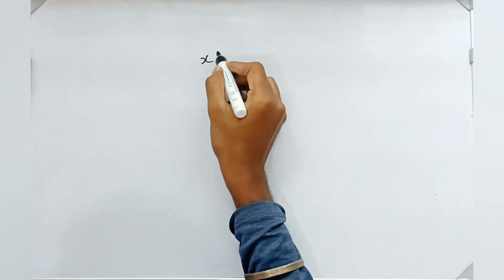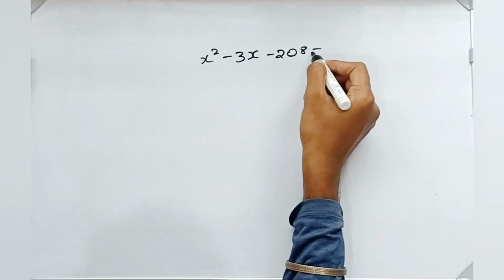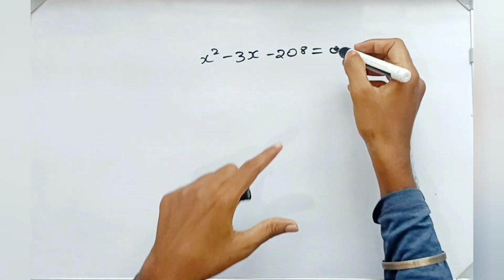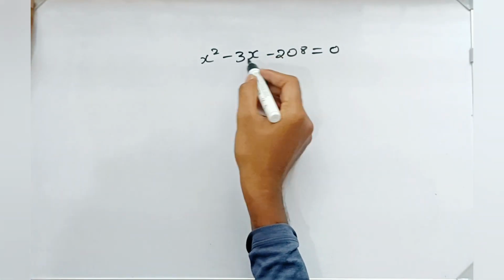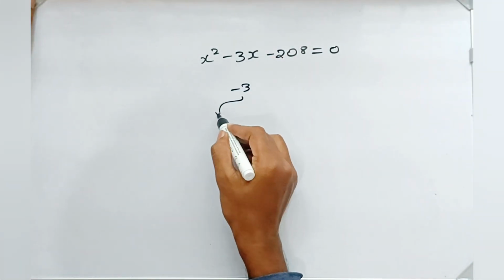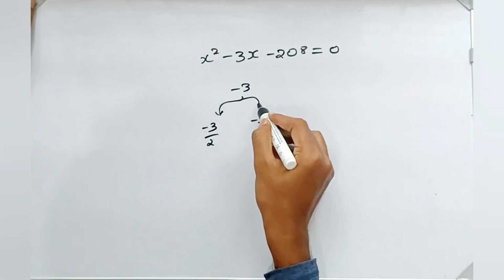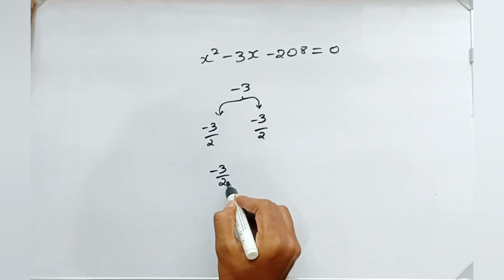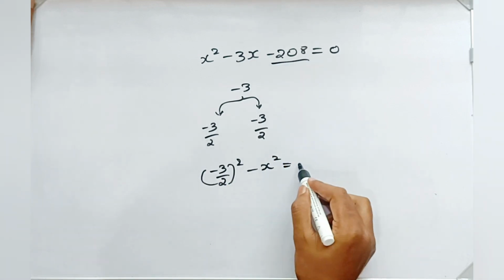Here we have x square minus 3x minus 208. If you try to solve this problem by factorization, it may take some time. So let us solve by using this method. We have the minus 3, I'm just writing it as minus 3 by 2 and minus 3 by 2. After that I'm taking minus 3 by 2 and doing the square, minus x square, that is equal to, here it is minus 208.